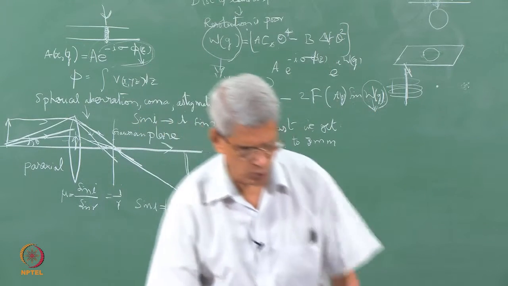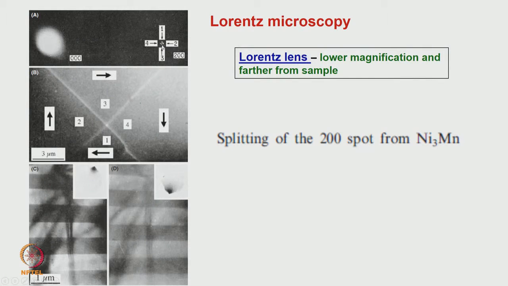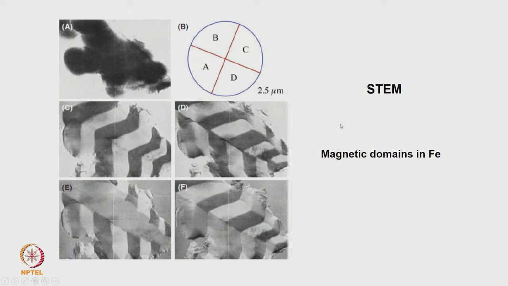This is exactly what is being shown here. You can see that depending upon the domains, the diffraction spot has been split into four. Using this we can image the domain boundaries, and these images are called Foucault images. What is important is that in this sort of Lorentz microscopy, we can find out how the magnetic domains are distributed, like in this example, but we cannot get any information about the intensity of the magnetic field.